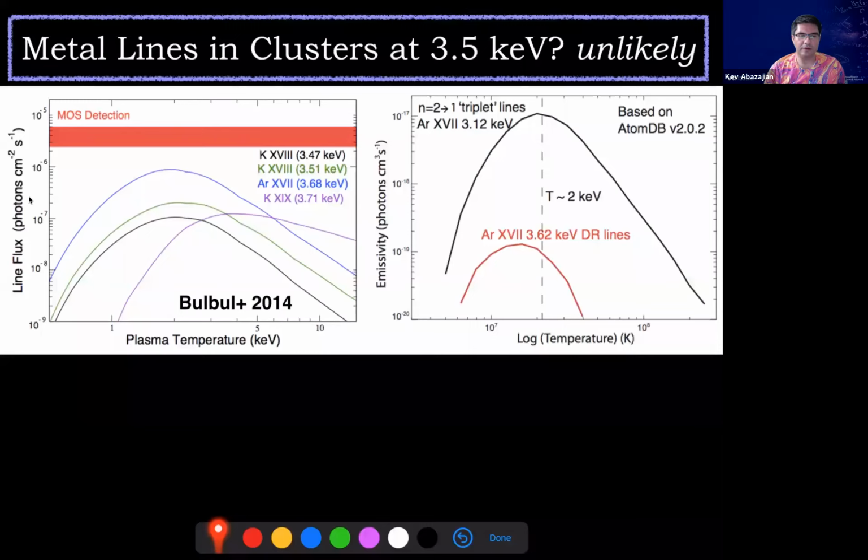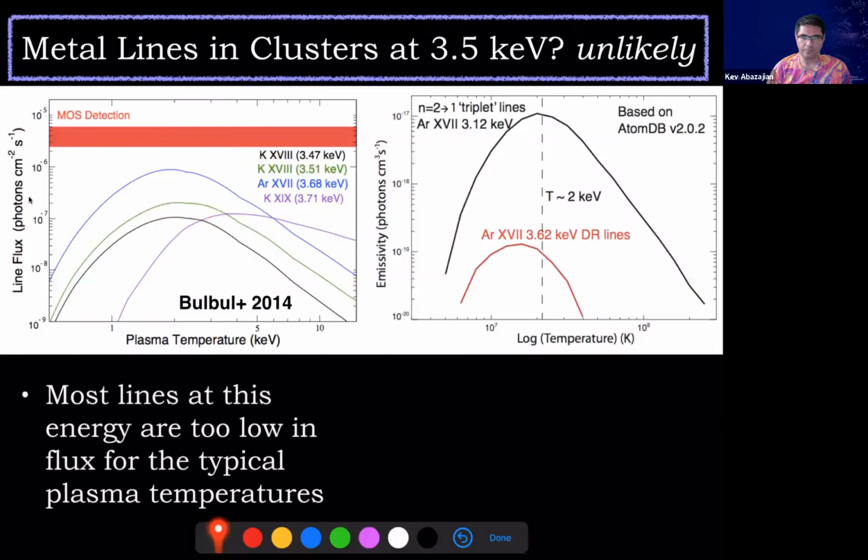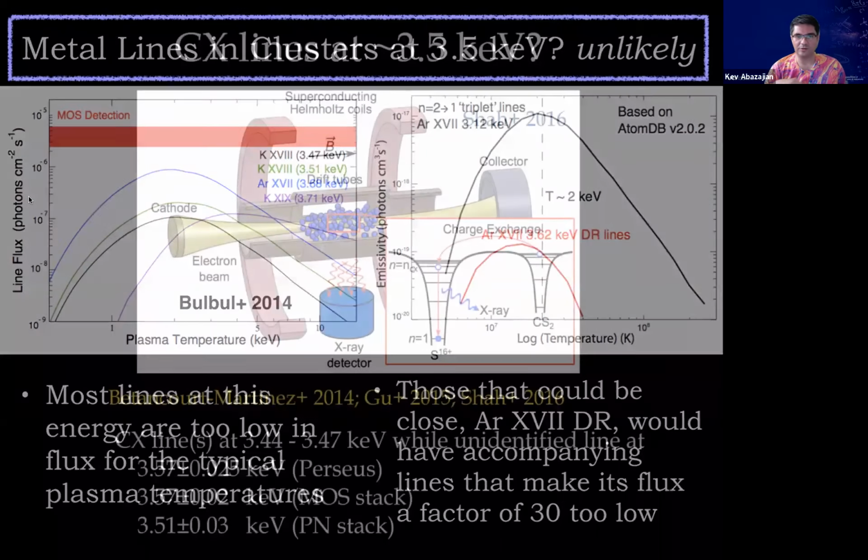One of the things that is always discussed is metal lines. Back in the original papers, they showed that potassium can't be a significant contributor to the flux. This is the detected flux. Potassium is the black and green lines. They're very low. You'd have to enhance the abundance of potassium by a factor of 20 or so to get the flux, and it's not expected. Also, argon doesn't work due to other partner lines.